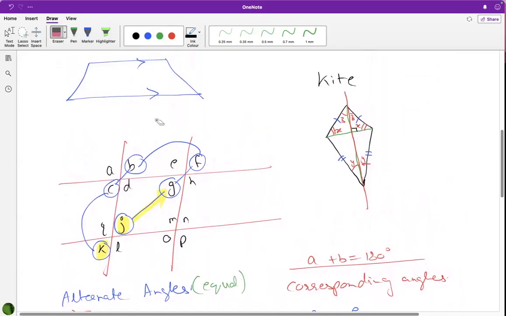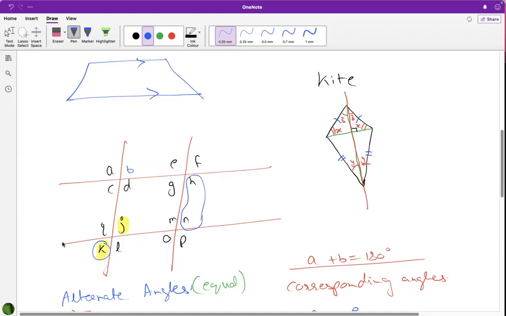Coming back to this, then we have H and N. They are called interior angles between parallel lines, and they are supplementary. N plus H equals 180. Interior angles between parallel lines are supplementary.